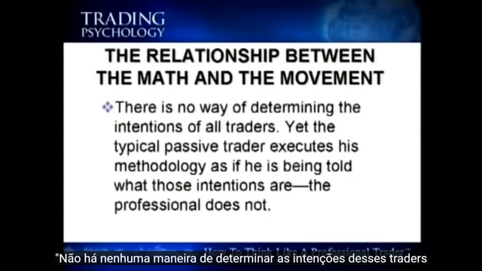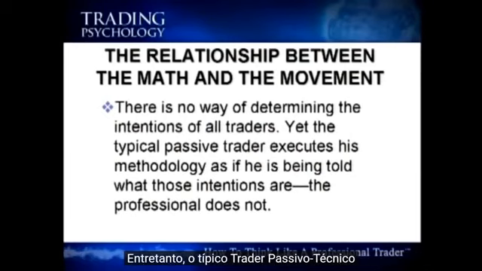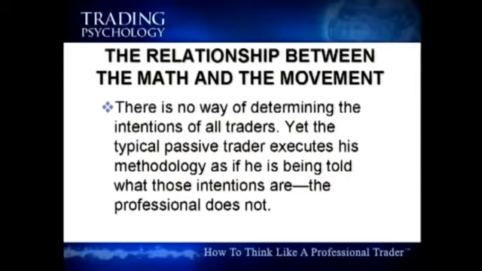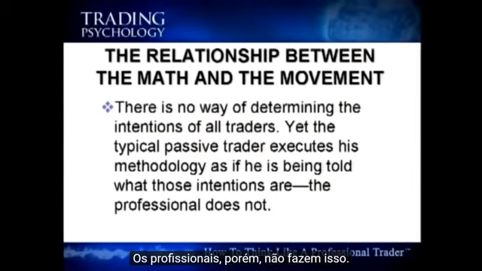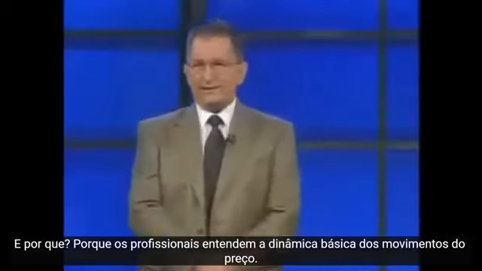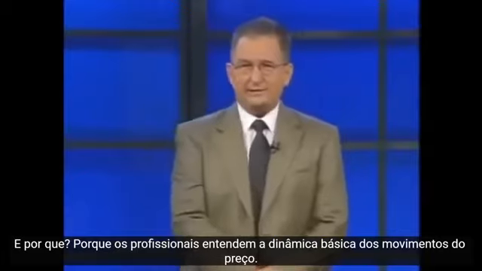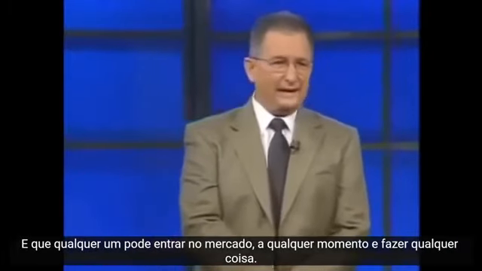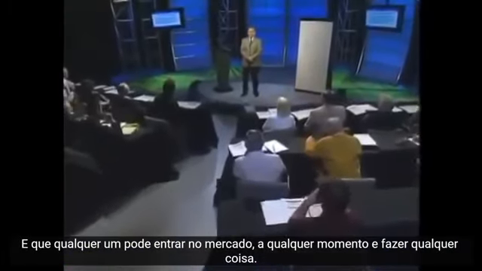There is no way of determining the intentions of all these traders, yet the typical passive trader trades their methodology as if they are being told what those intentions are. The professionals do not. Do you guys get that? The typical passive technical trader trades their methodology as if they are being told what their intentions are, whereas the professional does not. And why doesn't the professional? Because the professional understands the underlying dynamics of price movement and that anybody could come into the market at any time to do anything.